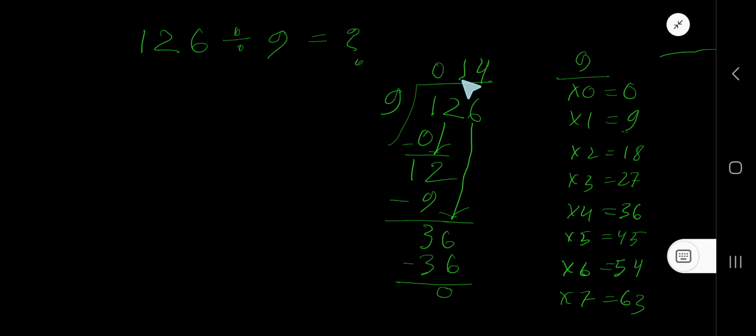So our quotient is 014, means 14, right? 14 is our quotient.